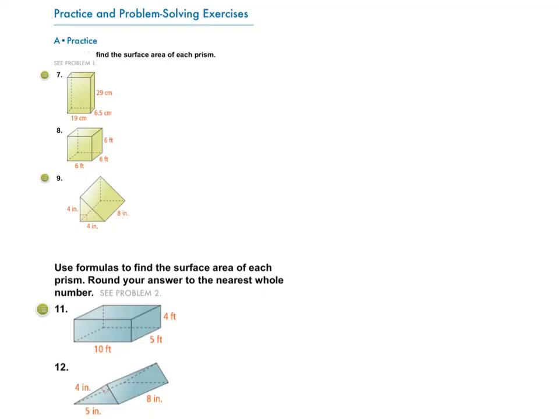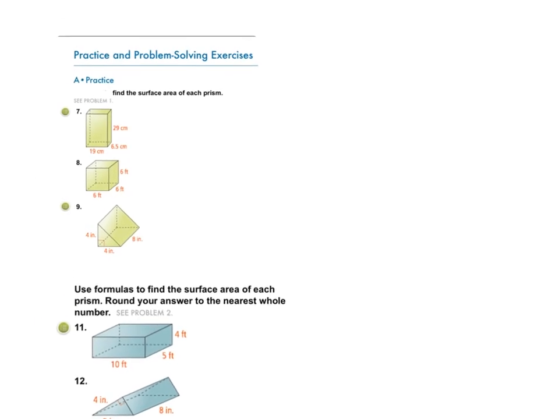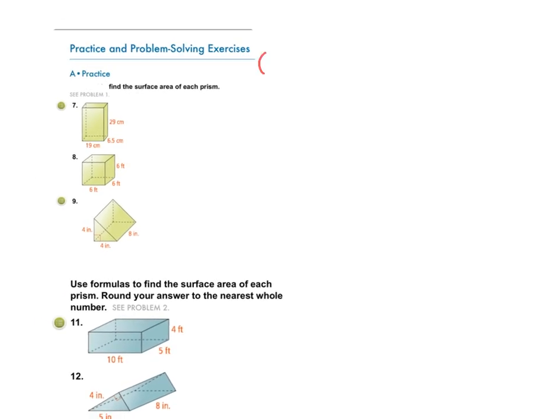All right, so this is what the homework should look like, right? So it says, for the first one, find the surface area of each prism. These are all prisms, numbers 7 through 12. They're prisms. So you're going to use total area or surface area equals 2b plus ph for numbers 7 through 12.